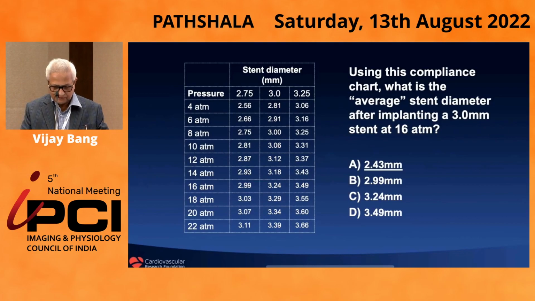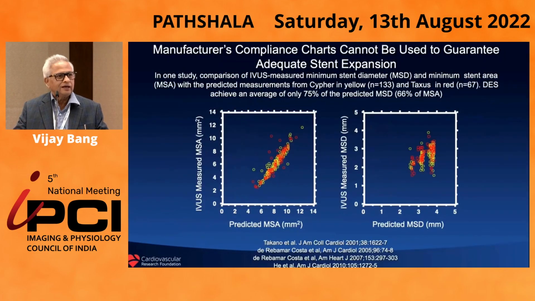And this has been proven by 4 studies: 2001, 2005, 2007, and 2010. It shows that the average diameter that we get is 75% as per the compliance chart. We don't get 100%. So we can conclude that the manufacturer compliance chart cannot be used to guarantee adequate stent expansion.